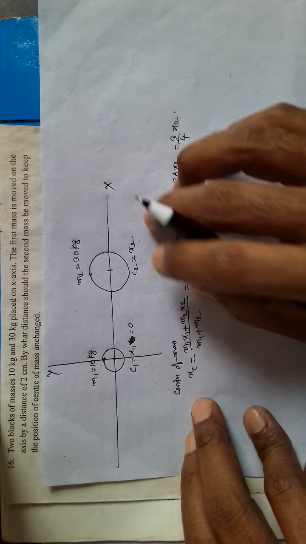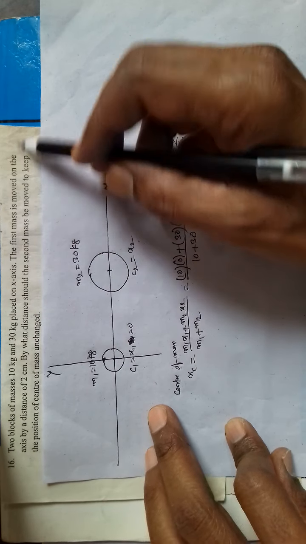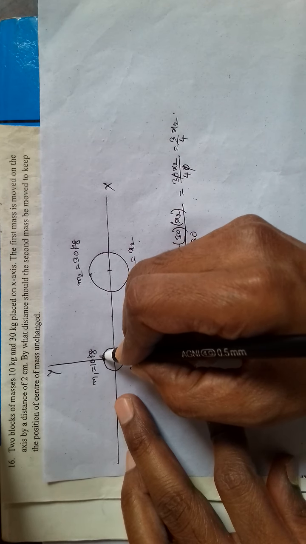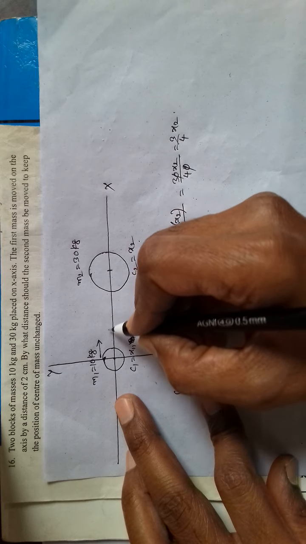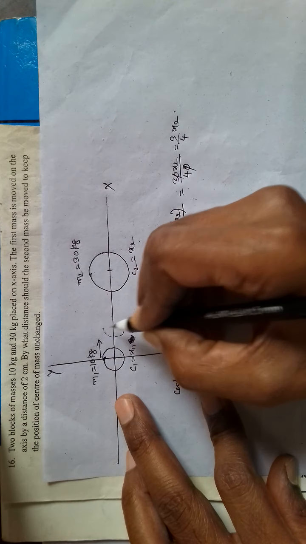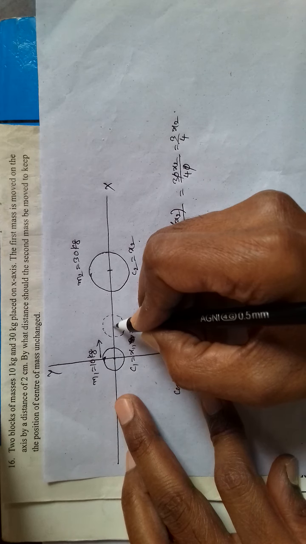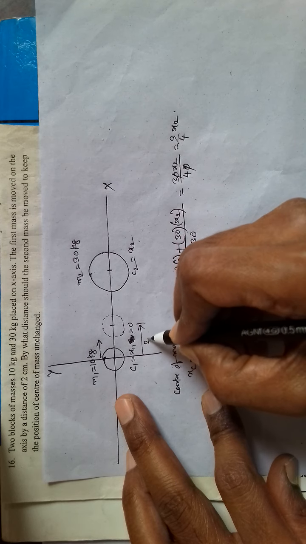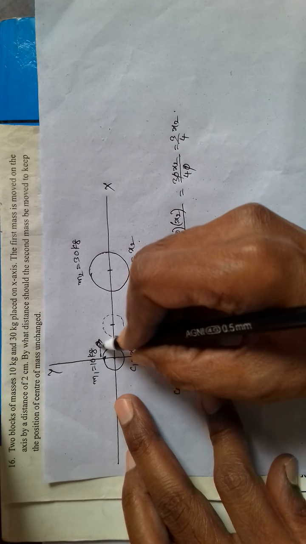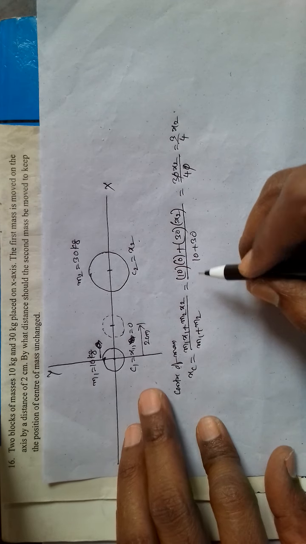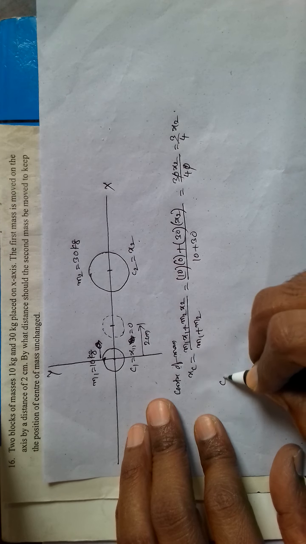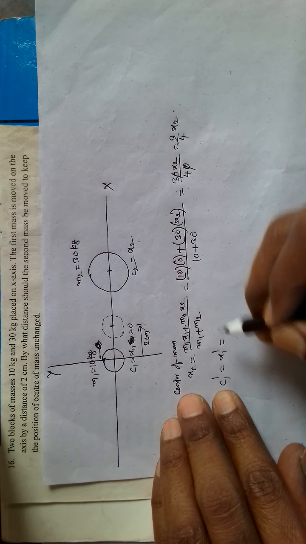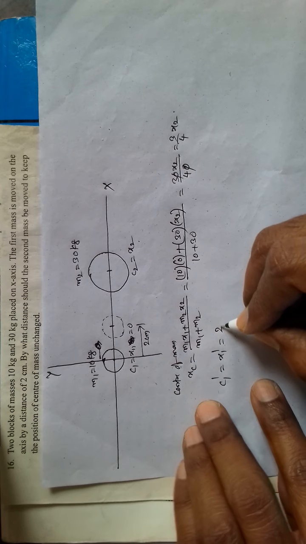Now afterwards, see, the first mass is moved on the axis by a distance of 2 centimeters. Suppose this is moved from here to here by 2 centimeters. It means now C1 dash, or x1 dash, the new coordinate for the first block, will be 2 centimeters.